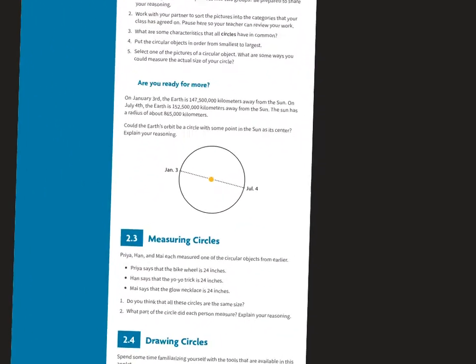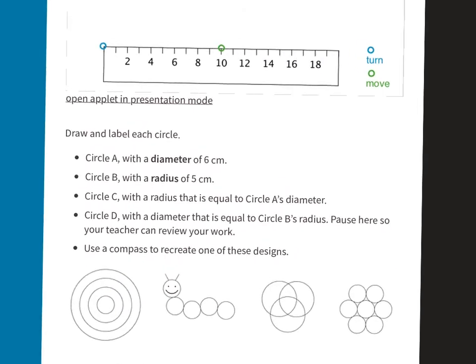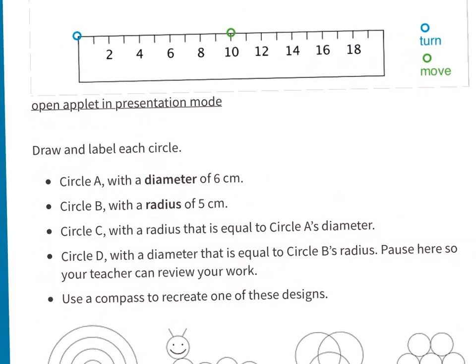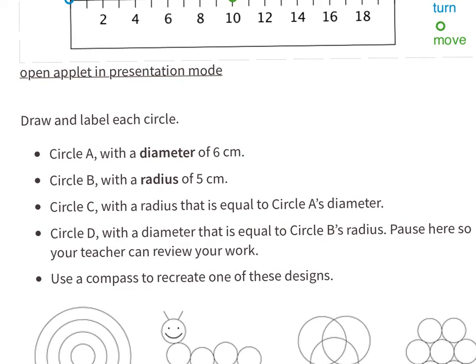So if I move this, measuring circles, we did that. All right, so draw and label each circle. Okay, so circle A with the diameter of 6. The big thing I want out of this is just to know which part is which. So diameter of 6. So if I draw a circle, diameter of 6, let's say that's 6. Okay, so that would mean this part right here is 6.